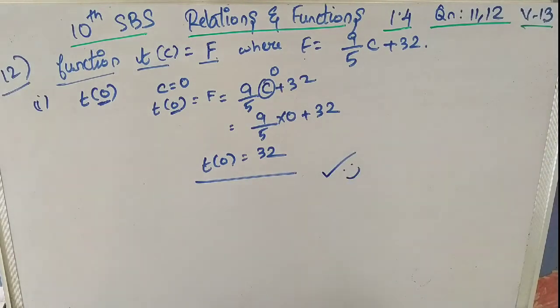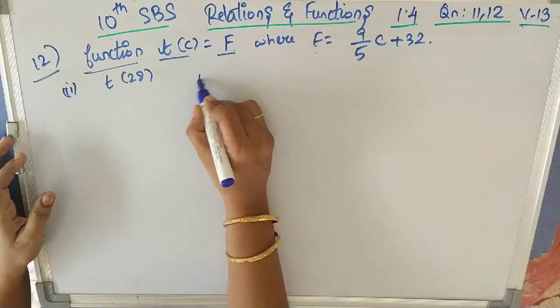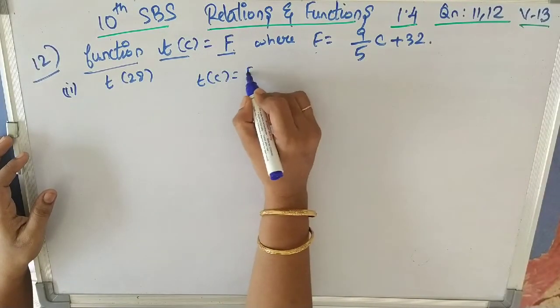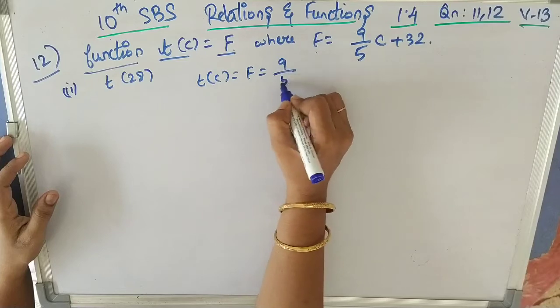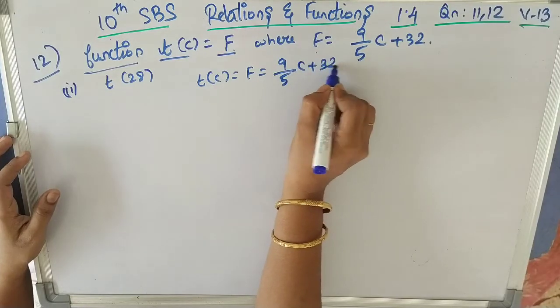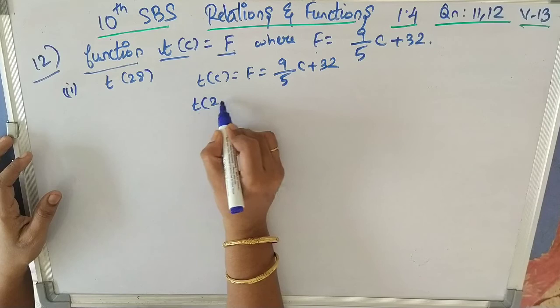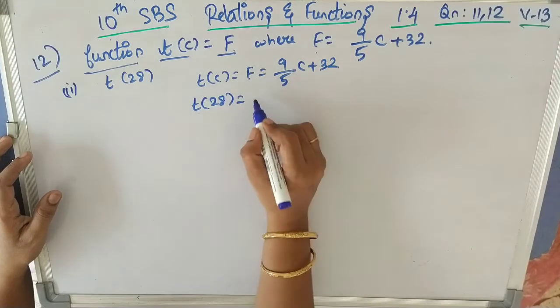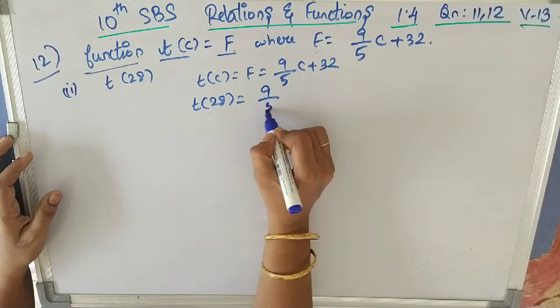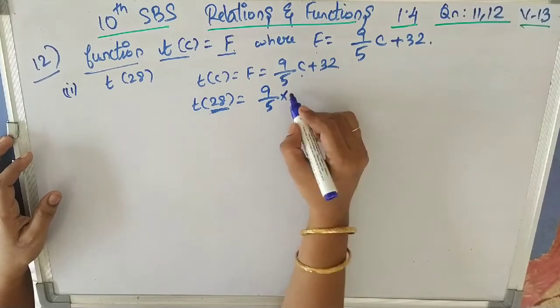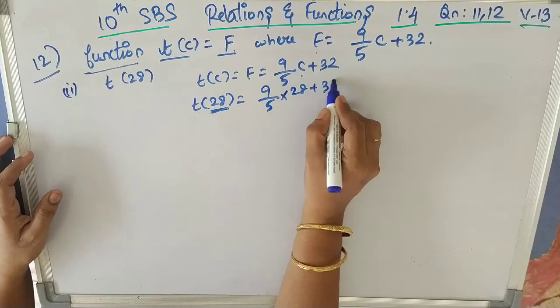Okay. Let's see the next question. T of 28. T of c is equal to f. F is equal to 9 by 5c plus 32. Are you clear? Now t of 28. Then what we should do? In the place of c, we have to substitute 28, isn't it? So 9 by 5 into 28 plus 32.